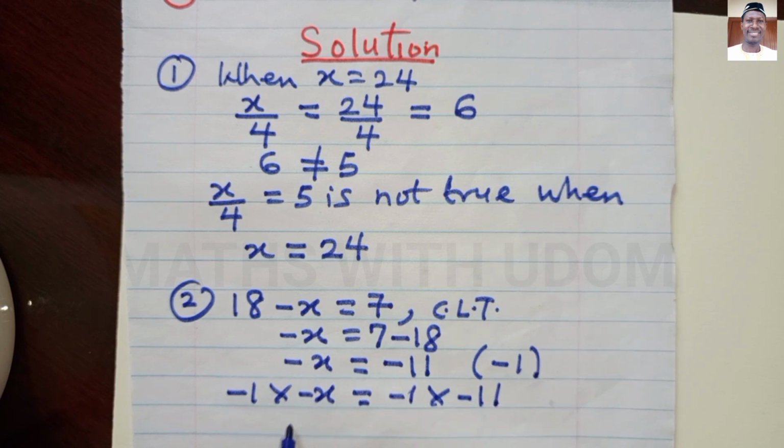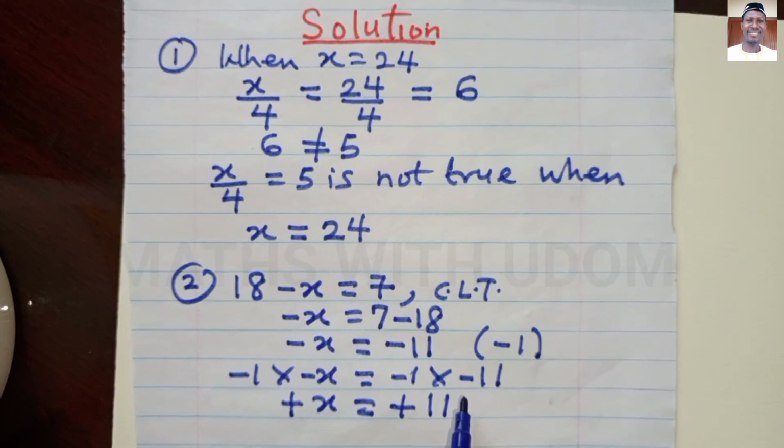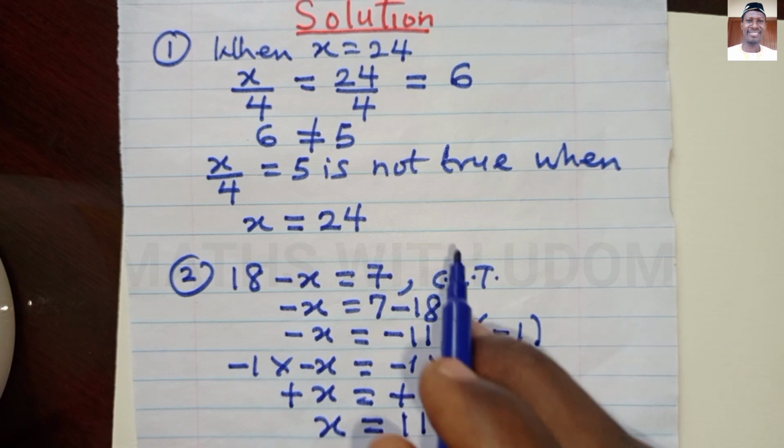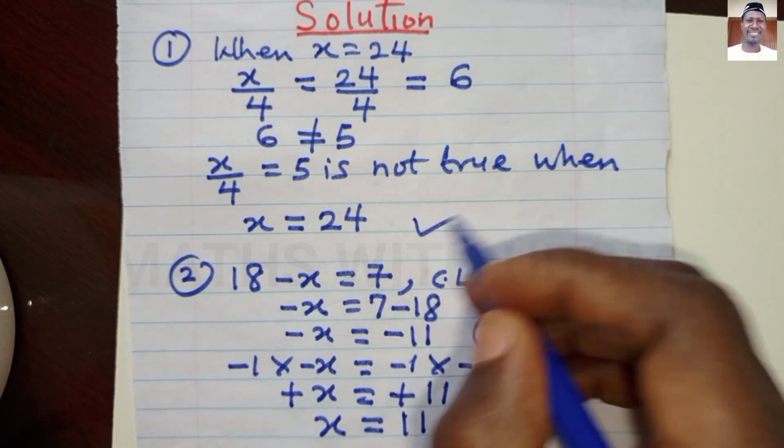So we have minus 1 times minus x equals minus 1 multiplied by minus 11. Minus multiplied by minus gives plus. Then I have my x equals, minus multiplied by minus gives plus, then I have my 11. So I can decide to remove the plus and get my answer. Plus x is the same thing as x, and plus 11 is the same thing as 11. So these are my two answers and they are both correct.